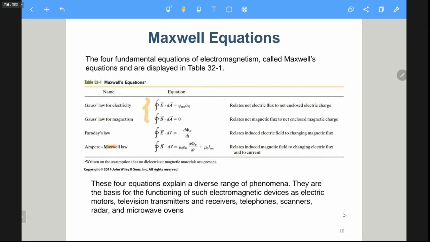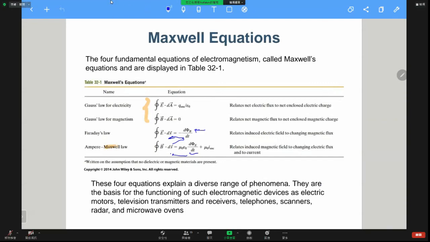The first two might be easier because they refer to electrostatics and magnetostatics. Faraday's law and the Ampere-Maxwell law might be a bit more complicated to understand, because one says a time-varying magnetic field will generate an electric field, and a time-varying electric field will generate a time-varying magnetic field. The time-varying magnetic field goes back and generates a time-varying electric field again. This is the basic idea of why we have the electromagnetic wave. Maybe today we stop here.